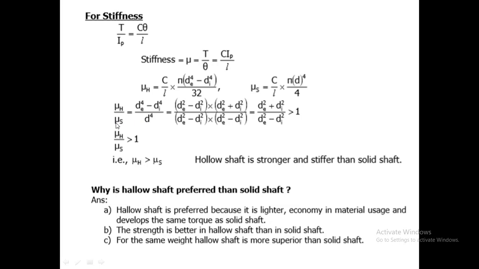the solid shaft here, since the ratio of the stiffness is greater than 1. So we can say that hollow shaft stiffness is more than the solid shaft here for the same material having the same weight. So if we take the same material with the same weights, the hollow shaft is stronger and stiffer than the solid shaft.